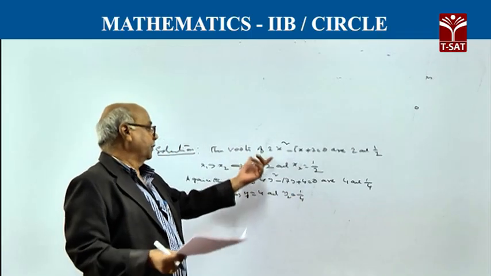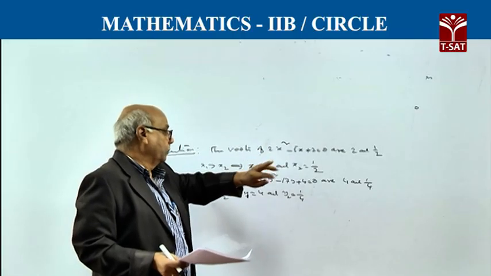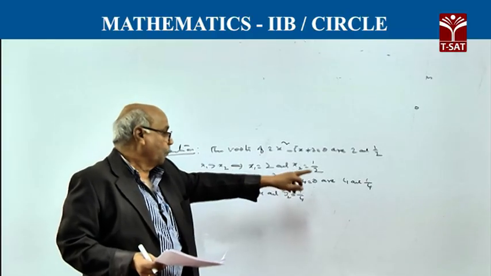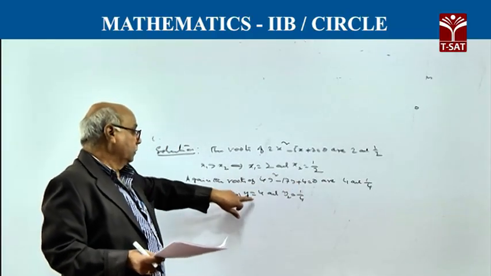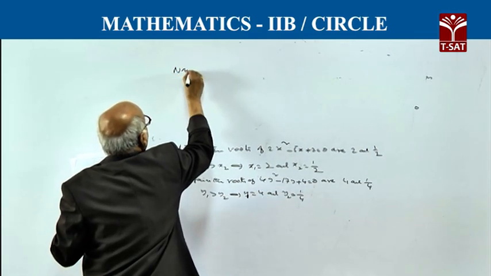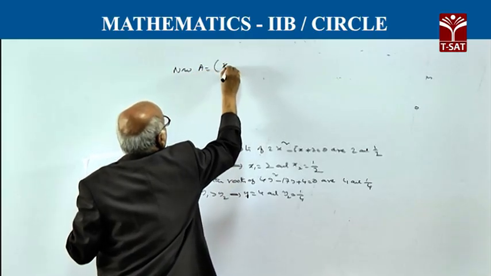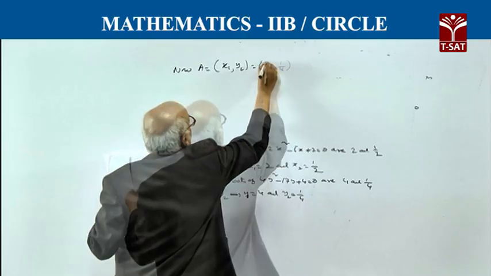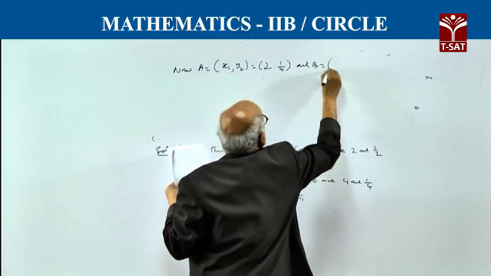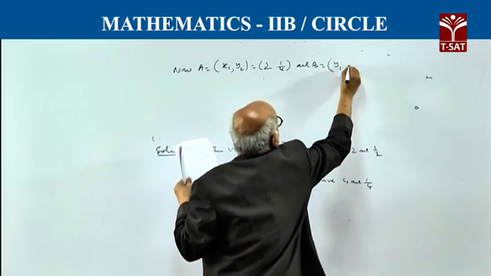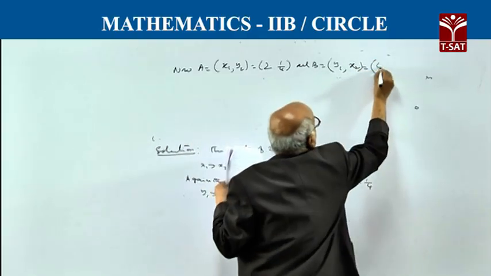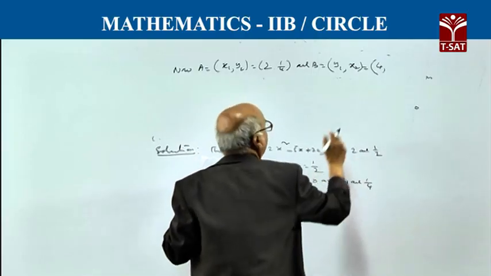So, the roots of the first equation are 2 and 1 by 2, and 2 is greater than 1 by 2, so x1 is equal to 2 and x2 is equal to half. The roots of the second equation are 4 and 1 by 4, so y1 is equal to 4 and y2 is equal to 1 by 4. Now we are given that A is (x1, y2), meaning (2, 1 by 4), and B is (y1, x2), meaning y1 is 4 and x2 is half.